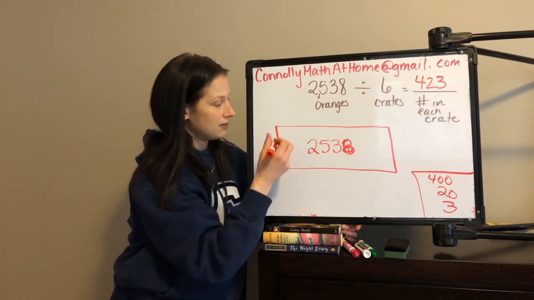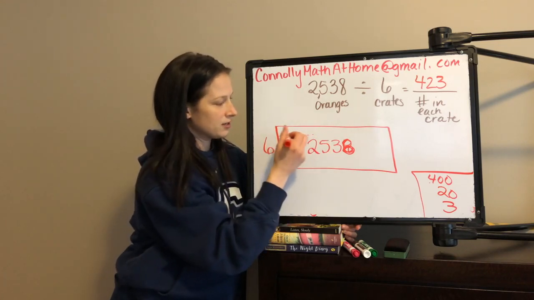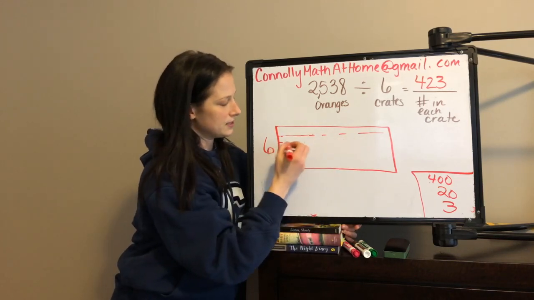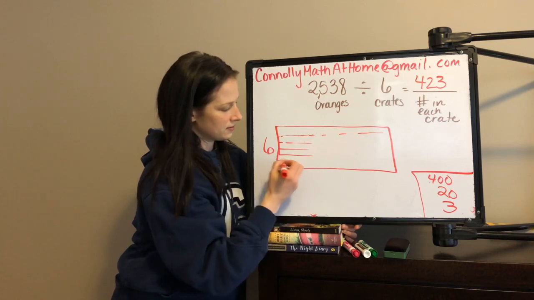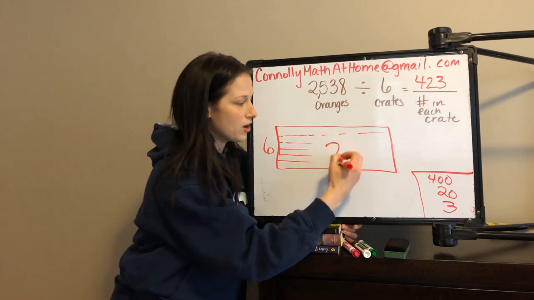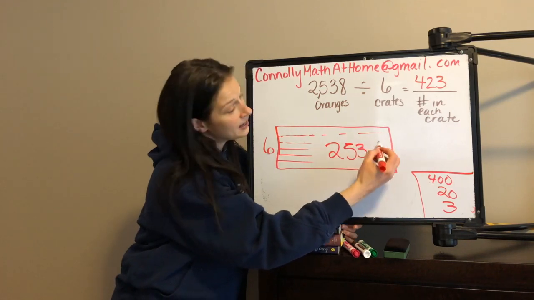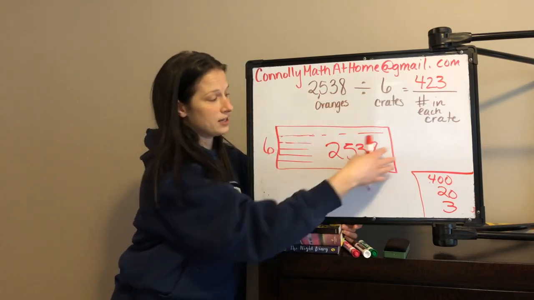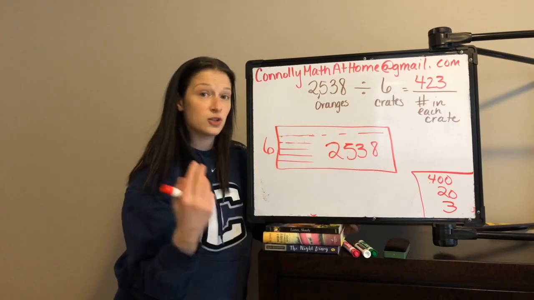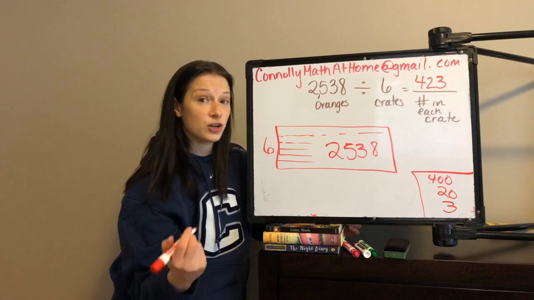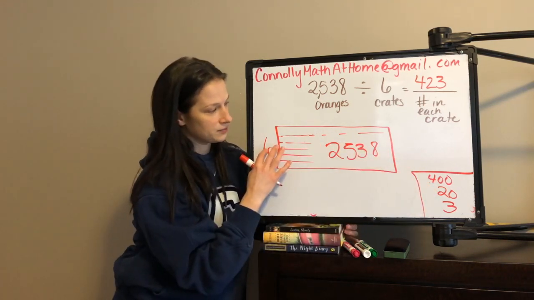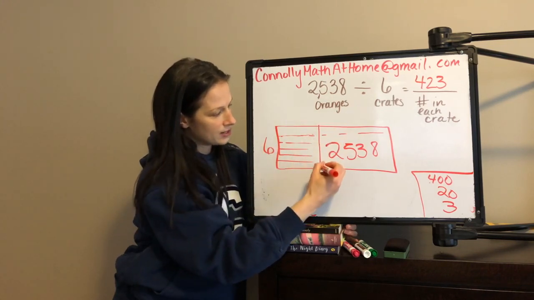Okay? So if you picture this, I'm just going to draw the rows here. This is 6 crates. Okay? So 1, 2, 3, 4, 5, 6. There's 6 crates. We know this whole entire thing needs to represent 2,538 oranges. So let's say that you're going to put 400 oranges in each of the 6 crates. Okay? So I just drew these little ones here.